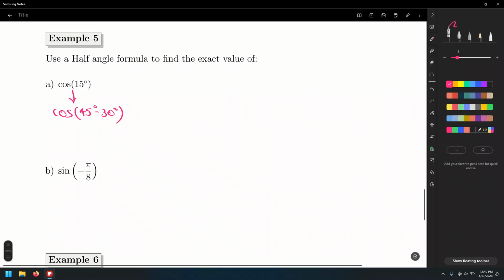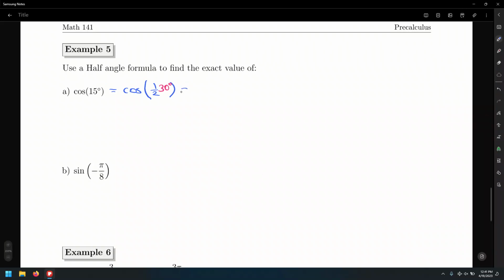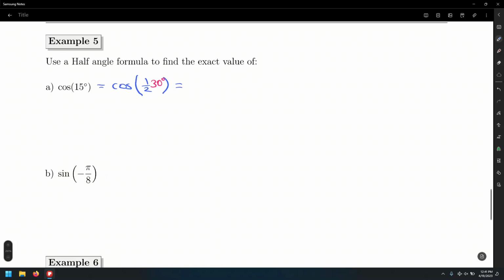However, we're not going to do it this way this time. We're going to use the half angle formula. So, we're going to write this like cosine of 1/2 times what number equals 15 degrees? What's that number? 30, all right? Loud, don't be shy, come on. All right, so this means we're going to use the half angle formula for the cosine function.